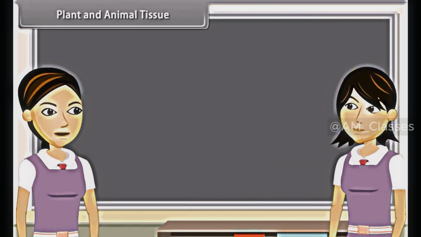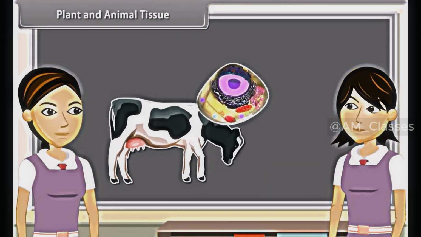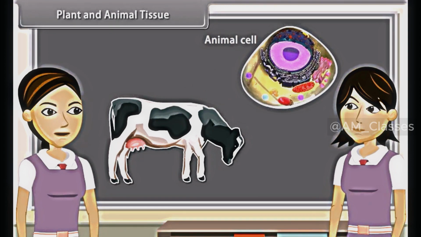Yes, I know that animals are heterotrophic and have to move around in search of food, mate and shelter. So they need more energy in comparison to plants. That is why most of the tissues in animals are living.